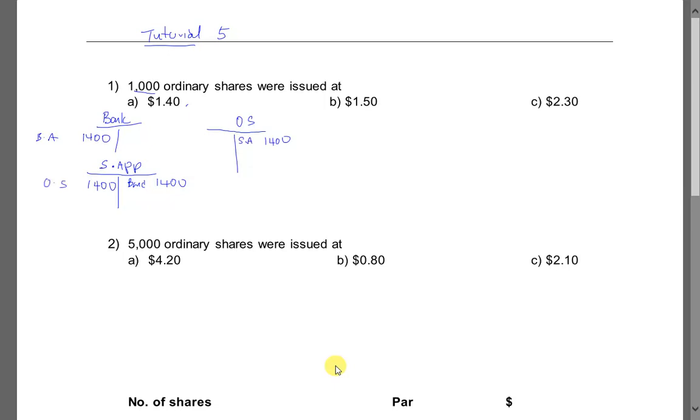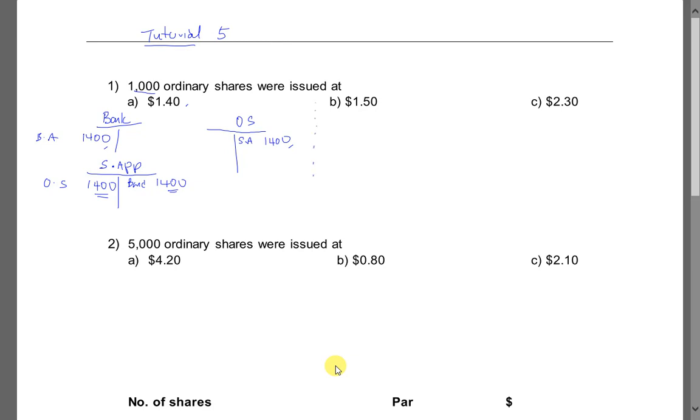Okay, so eventually your share application will become 0, and the money received is debit bank, and the net will be credit ordinary share capital. Ordinary share capital is always on the credit side. So debit bank, credit capital, but we have to go through share application, right?